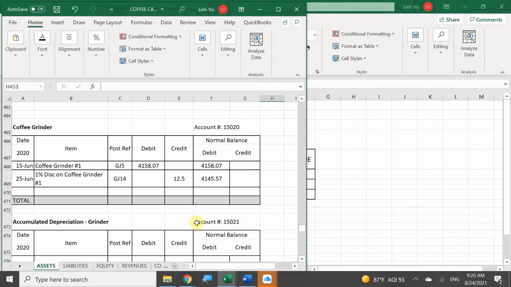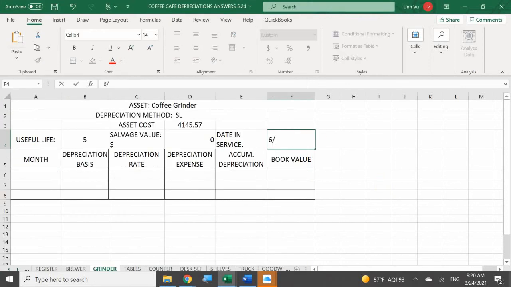June 25th is when I placed the discount, but I already put it in service way back then. June 15th. Now, according to the rule, are we going to depreciate this month? Yes, because what's the date for the cutoff line? The 15th. So the first to the 15th. Exactly.